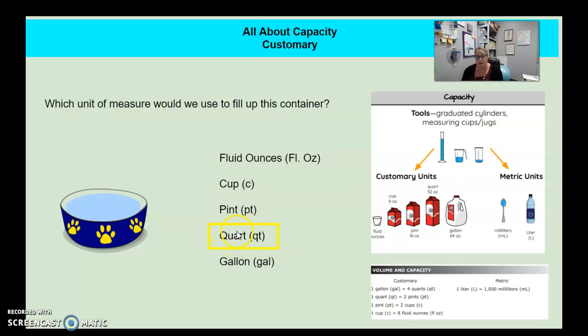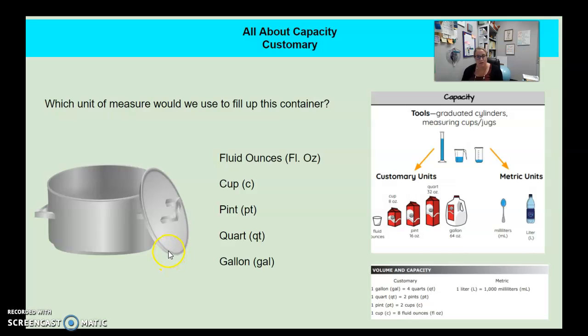Now remember, I can use a quart, but I also could use a pint or a cup or even fluid ounces. This would be the one that I would probably pick for my dog's bowl, but I could use these other ones. It would just take a lot longer. So I want to be as efficient as I can, and so I'm going to use quarts to help me with that.